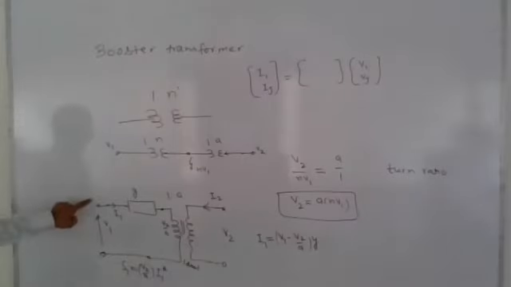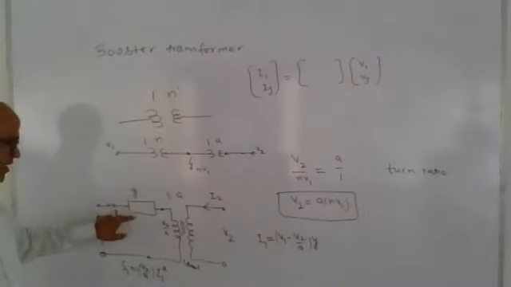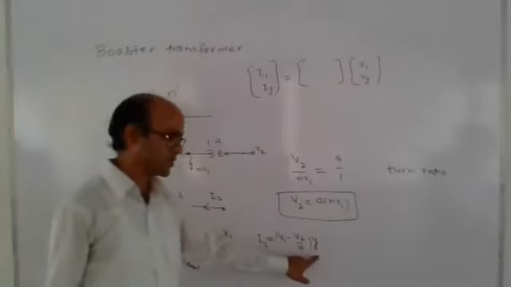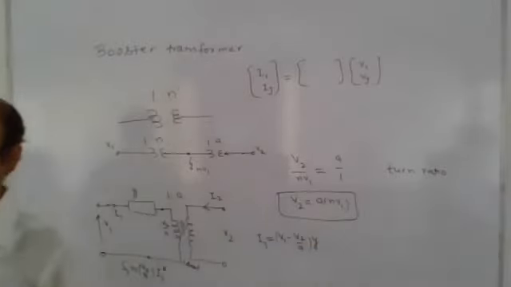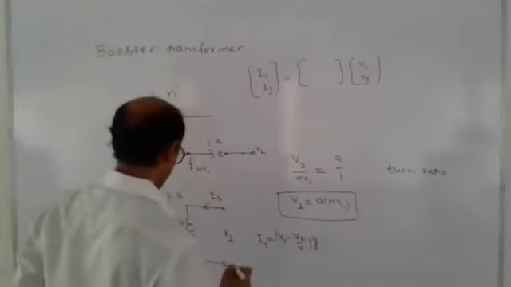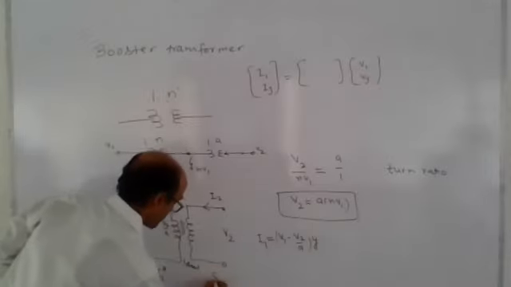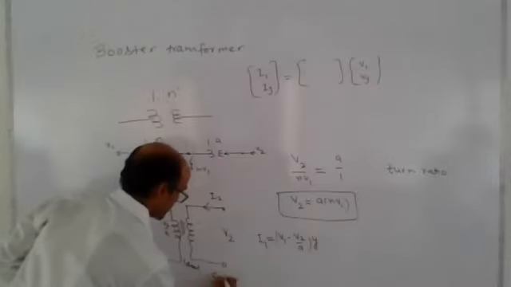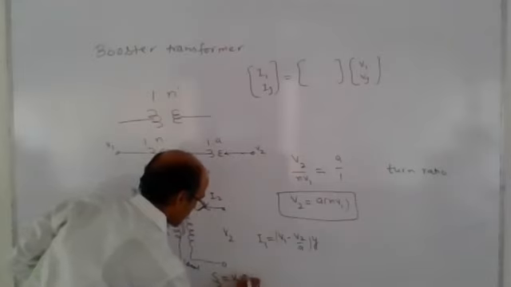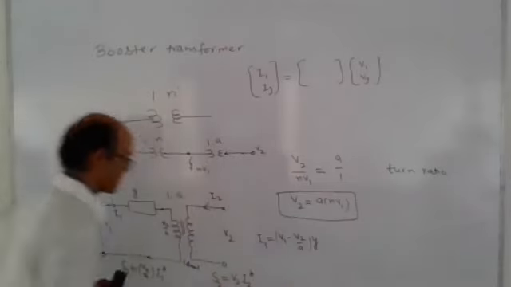This is I1, a simple application. This terminal voltage is V1, this voltage is V2. So I equal to V1 minus V2 divided by impedance. But this is admittance, so I multiply by Y, 1 by Z is Y. Similarly, we can find S2. So what is S2, the complex power at the output terminal? V2 into I2 conjugate.